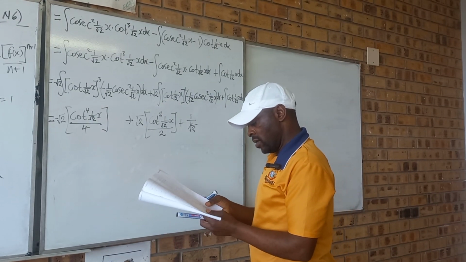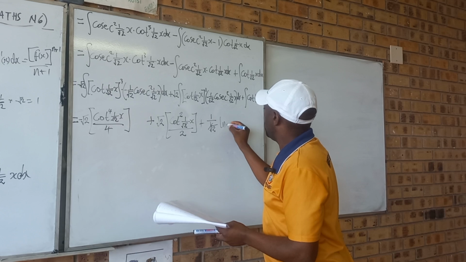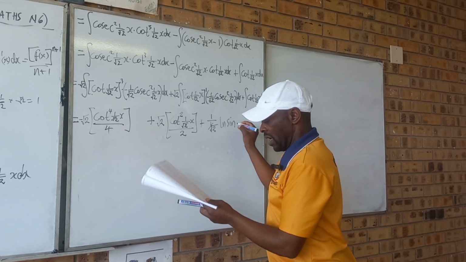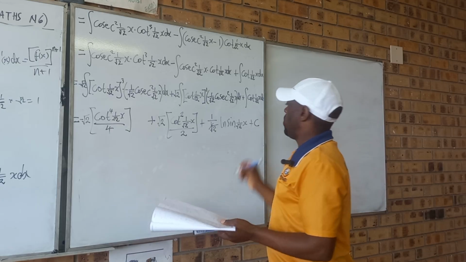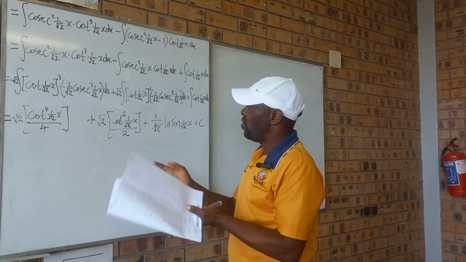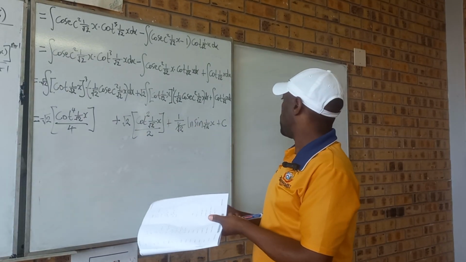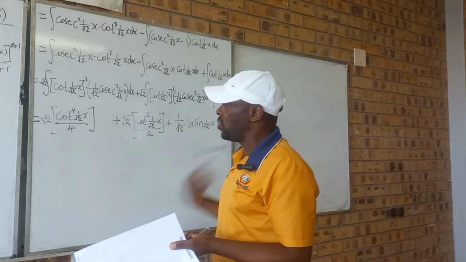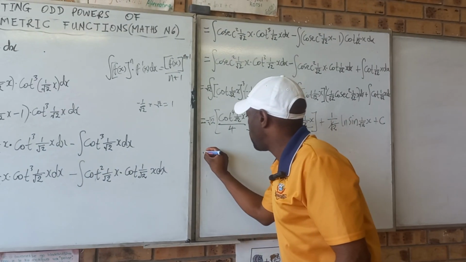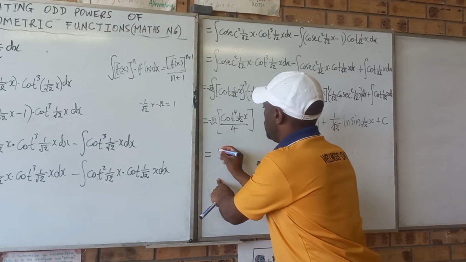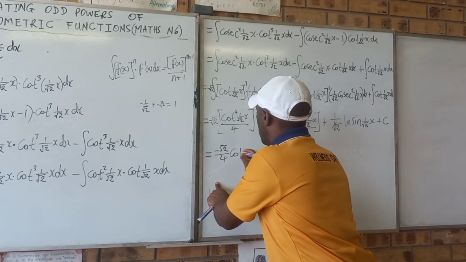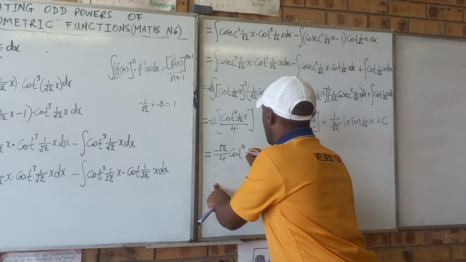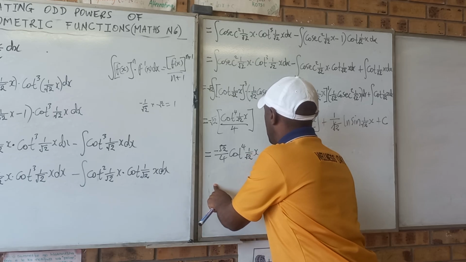Then the ln of sine ax, my a is root 2x plus. So guys, this is how simple it is to get your answer. So if I now want to write in a more friendly manner, then it will just be negative root 2 over 4 cot to the power 4 1 over root 2x for the first term.